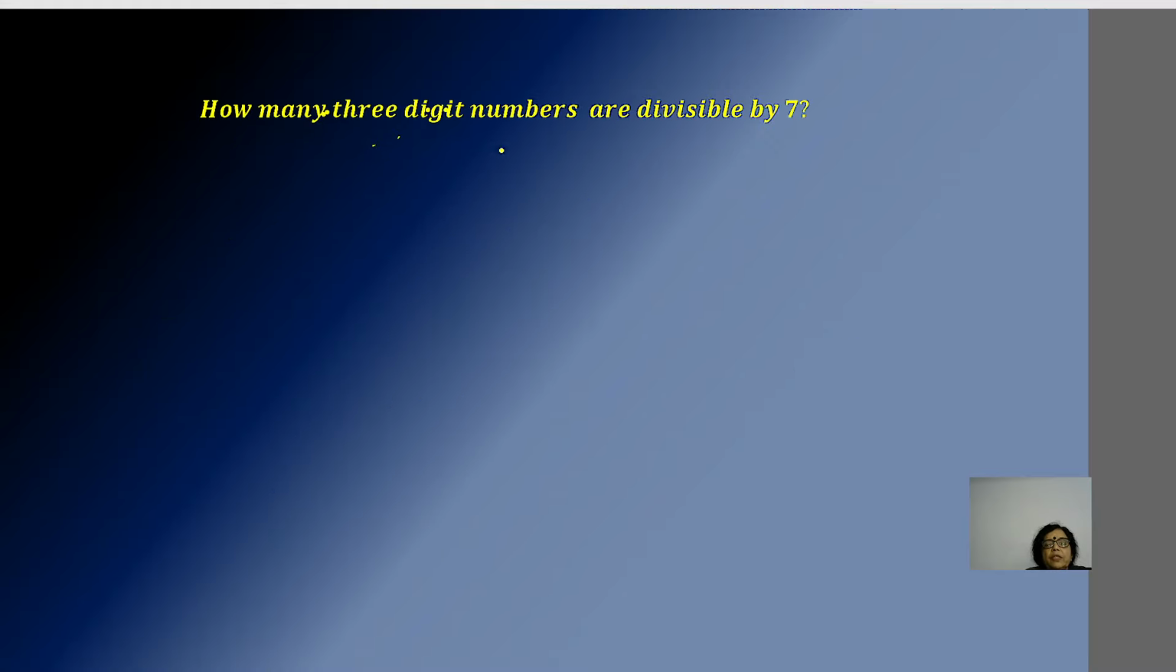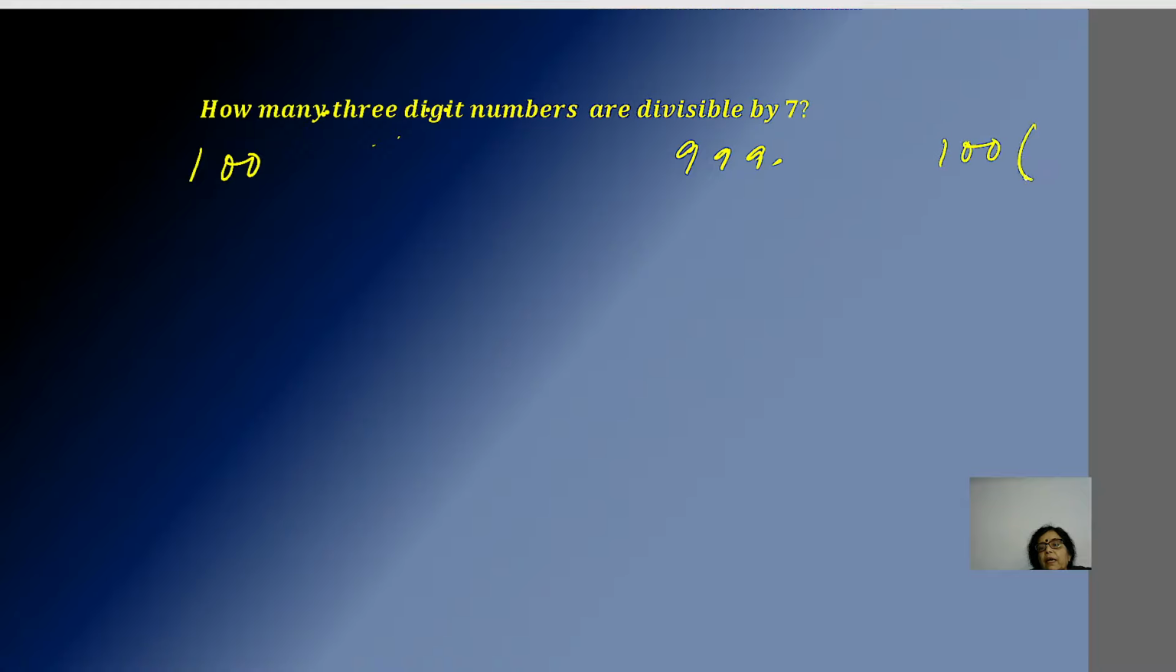How many three-digit numbers are divisible by 7? So this is another question, slightly different. Three-digit numbers. Now we know that the smallest three-digit number is 100 and the greatest three-digit number is 999. But of course 100 is not divisible and 999 is not divisible by 7. So initially we have to find out which is the first number that is divisible by 7.